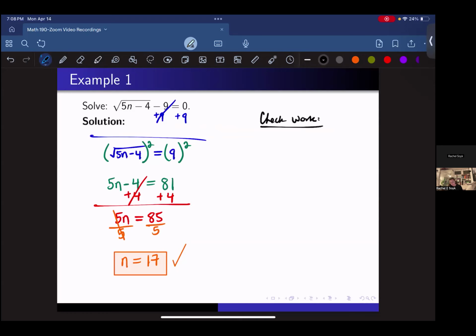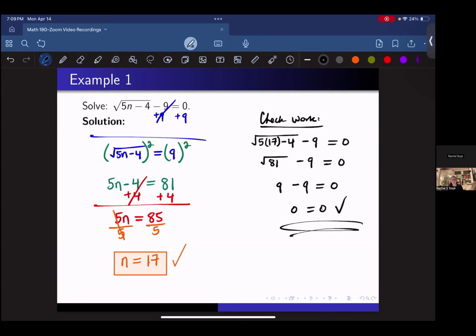When we plug in our 17, we have 5 times 17 gives you 85. 85 minus 4 gives you 81. The square root of 81 gives us 9. And 9 minus 9 gives us 0. So our solution works, and we're done. Again, if you feel like I'm going a little too fast, feel free to pause, and you can go back and rewind.